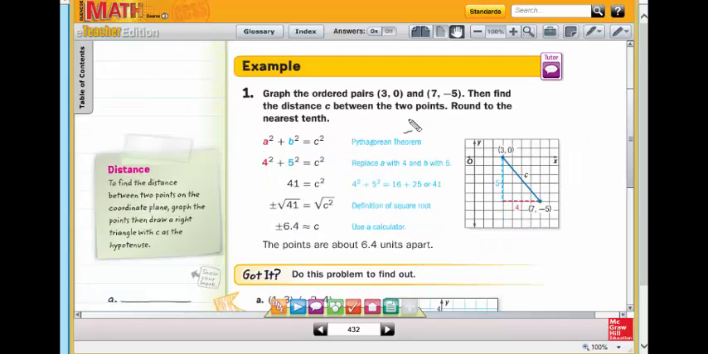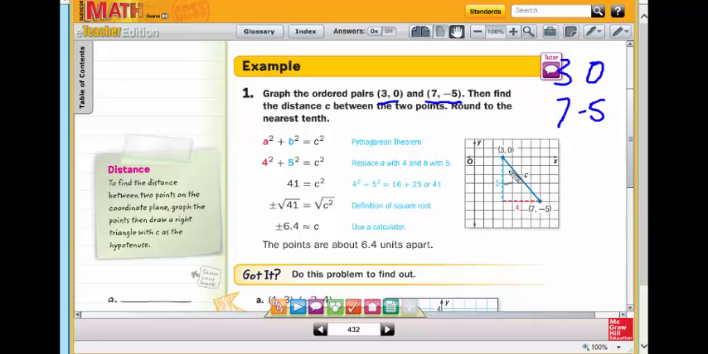So let's take a look at our first problem here. One of the things that I want you to notice is that I'm always going to line up the coordinates of the points one above the other. So we've got 3, 0, and we've got 7 and negative 5. The way they show it here is you can plot this point. We go from the origin over to 3 and then up or down 0, so we're right there. And then for 7, negative 5, we go over to 7 and then down to negative 5, and we have a point there.